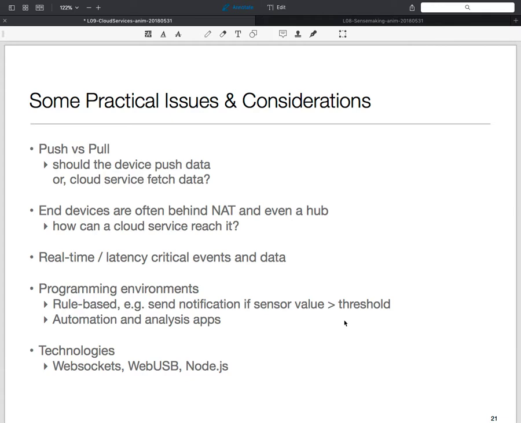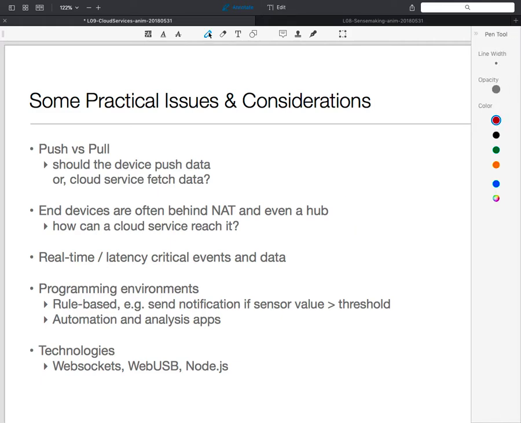Some of them have to do with availability. For example, if the device goes to sleep, then obviously a model which pushes the data is superior to a model which fetches, because the cloud may be fetching. On the other hand, it's potentially easier for the cloud to fetch. You can do a lot more sophisticated things that way. One of the considerations that comes in is that lots of times devices are behind NAT.